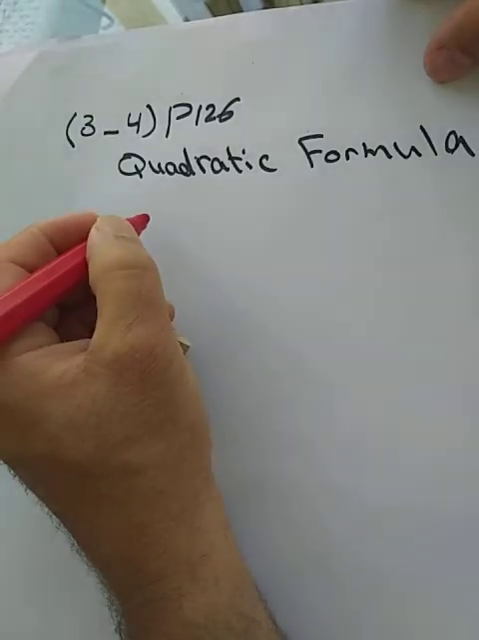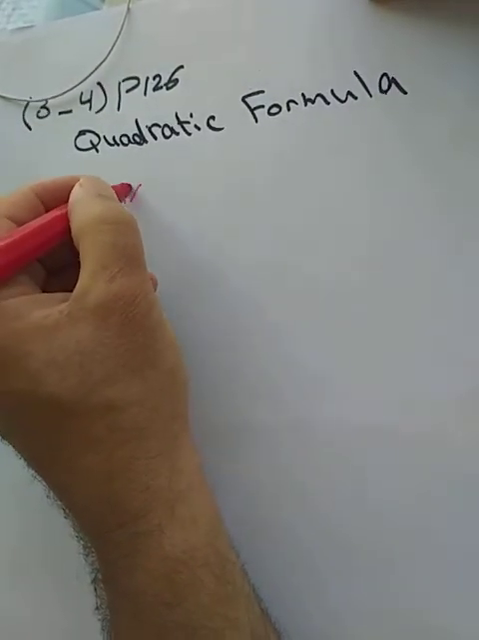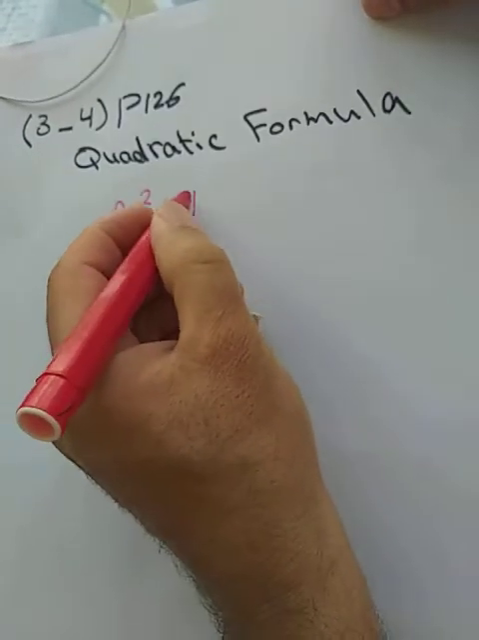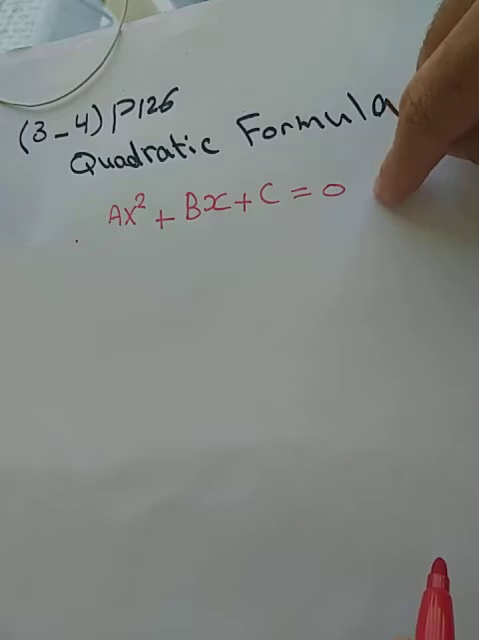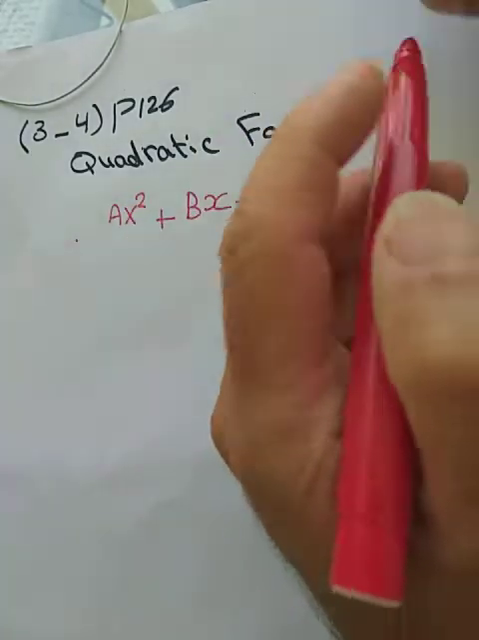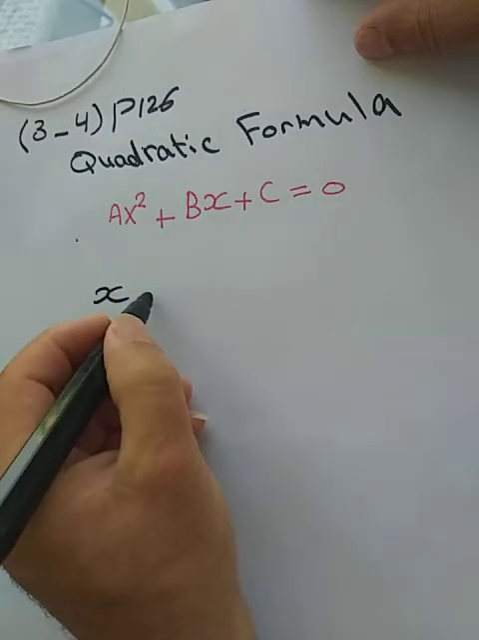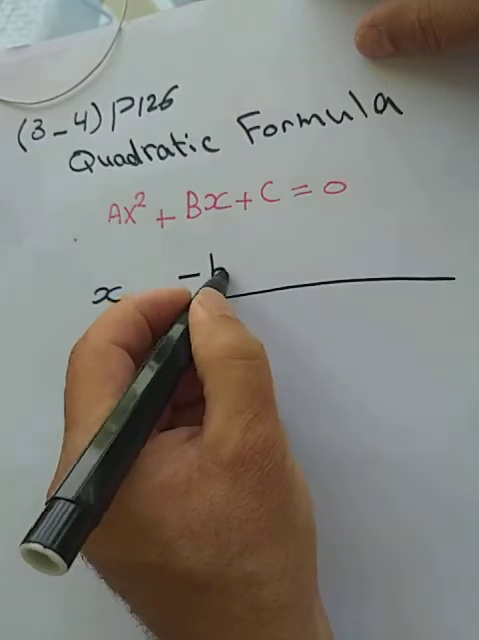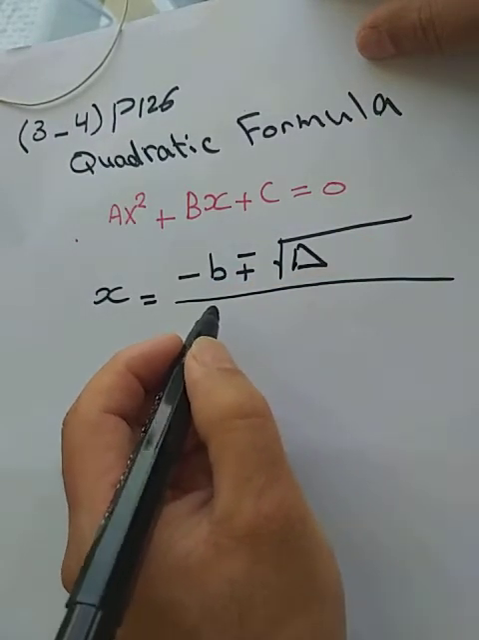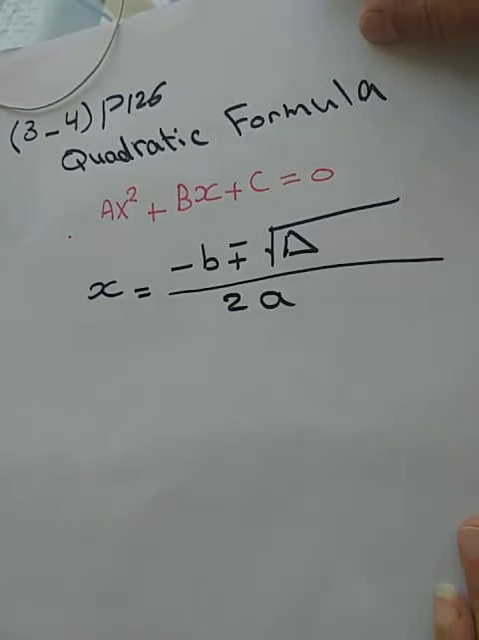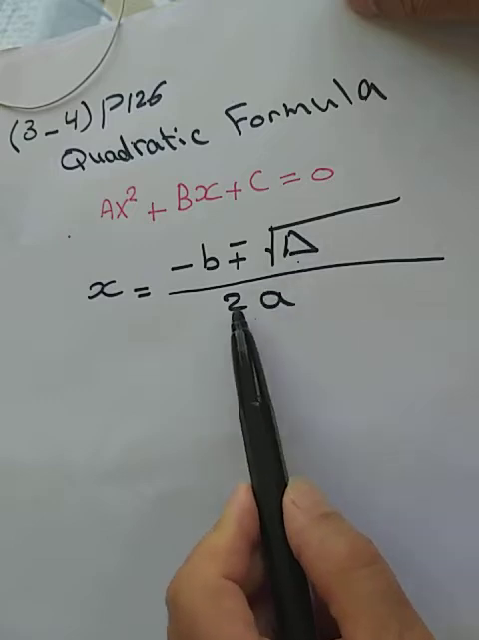If you have the equation in general form, ax squared plus bx plus c equal to 0, to find the value of x, x is equal to minus b plus or minus the square root of b squared minus 4ac, which is delta, all over 2a. This is the quadratic formula. Okay.